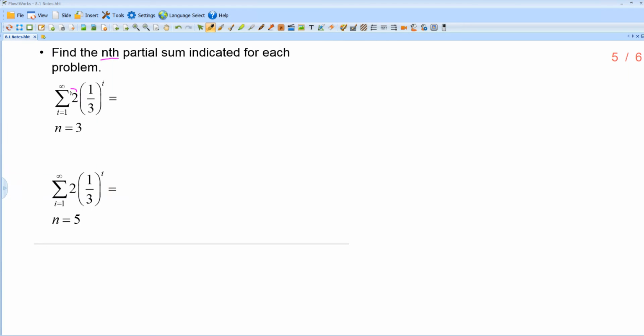First thing I realize is this 2 is just a constant, so I can factor it out. So this is going to be 2 times the sum of I being 1, and we're going to stop it at 3, of 1/3 to the power of I. So when I substitute in these I values, I'm going to have 2 times, and when I substitute in 1, I get 1/3. When I substitute in 2, I get 1/9. And when I substitute in 3, my upper limit, I get 1/27. So this is the summation, and this was a constant I pulled out of it.